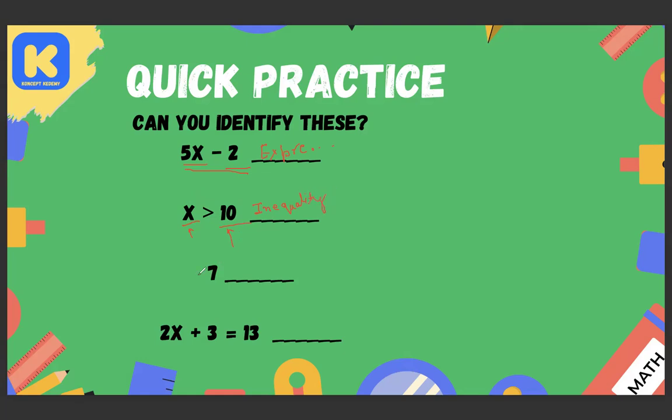Okay, now the next one. This is just 7. There are two possibilities for it, but we will go with the basic one. It's a constant, but it's also a term, so it can be a constant or a term. And the last one, you can see there is an equal to sign, and an equal to sign means equation. So this is an equation.